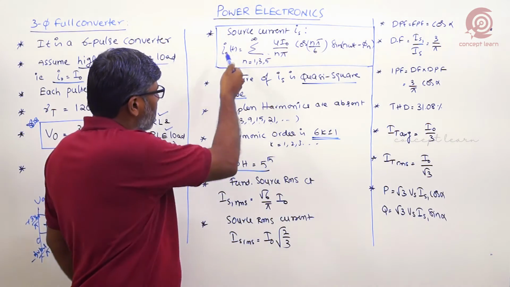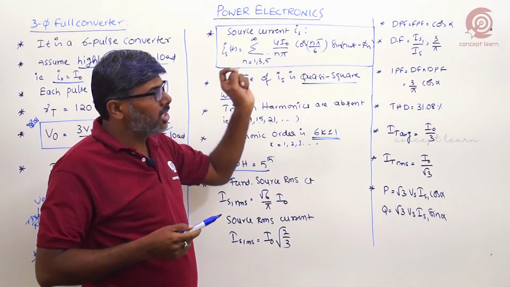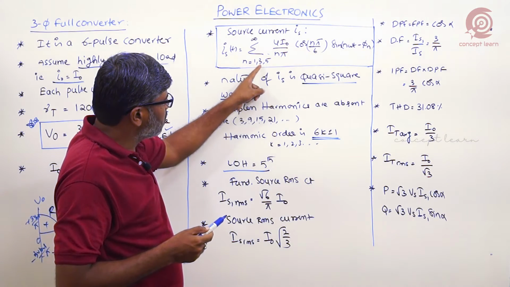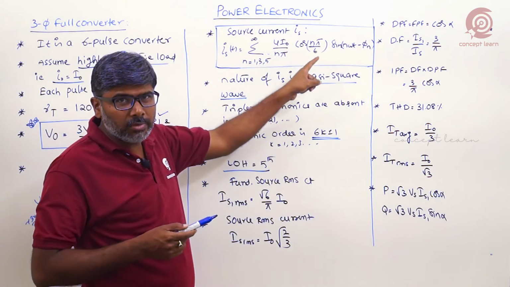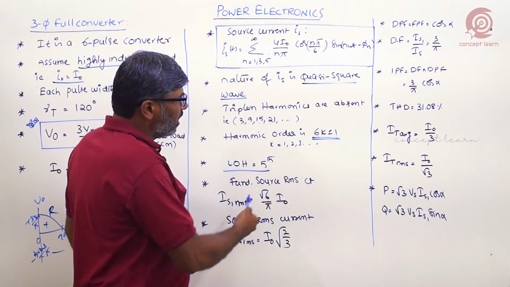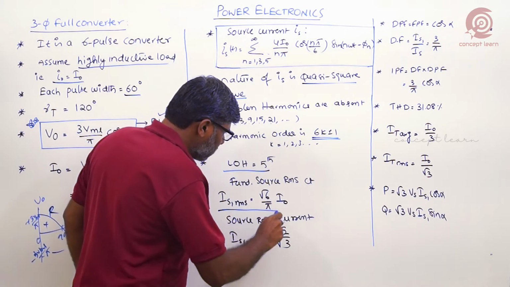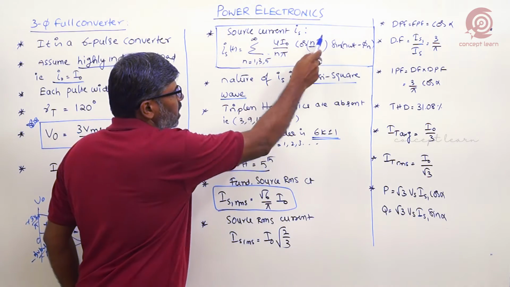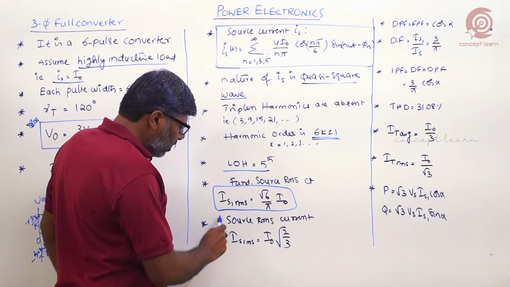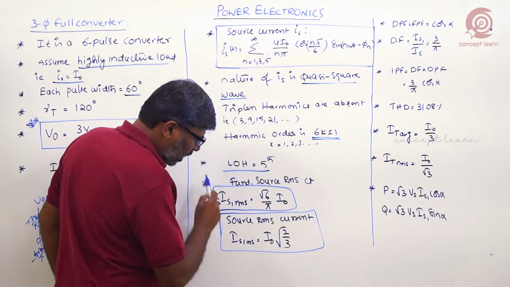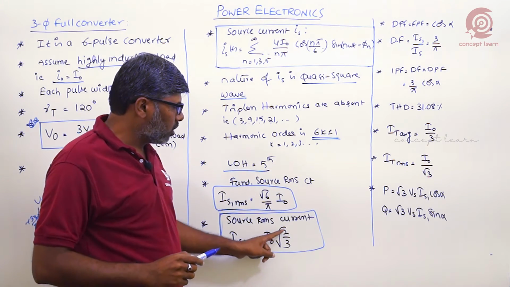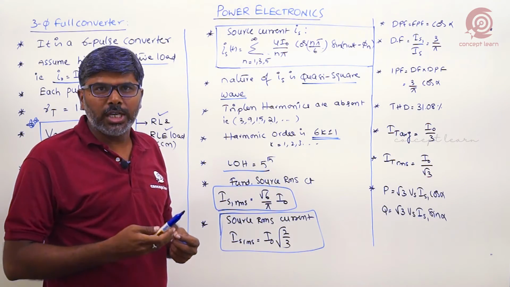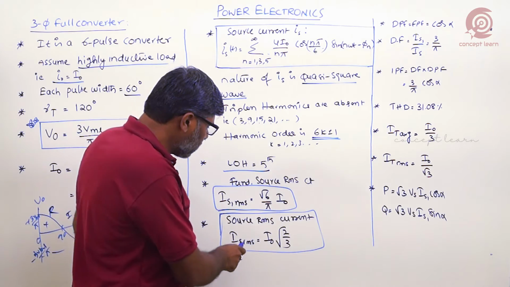So in this analysis, what is the fundamental? This is the source current expression by application of Fourier series. It consists of the fundamental component, with no third harmonic, then the 5th harmonic component, 7th harmonic component, 11th harmonic and so on. What is the fundamental source RMS current? IS1 RMS is root 6 by pi into I naught. Just substitute n equals 1. This is the maximum value, and maximum by root 2 is the RMS. Now the actual source RMS current is I naught square root of 2 by 3, because each phase conducting period is 240 degrees over 360 degrees.